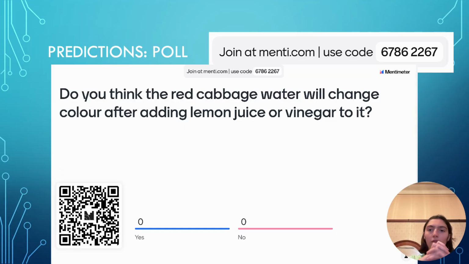Now, before we get into looking at our experiment to determine whether red cabbage water changes color and pH level when an acid is added to it, I would like you to use your computers to answer a poll on whether or not you believe a chemical change will occur. Please take a minute to answer this before we move on. So I will give you time to do that now. Awesome, let's get into it.